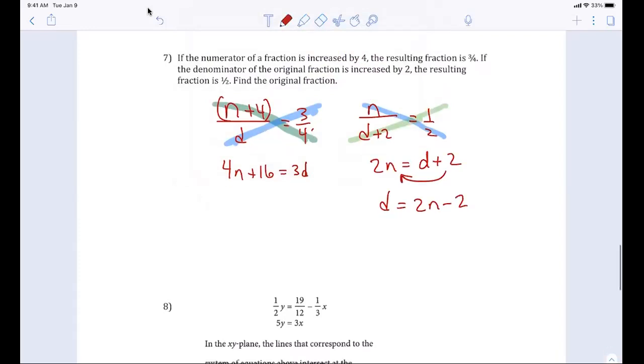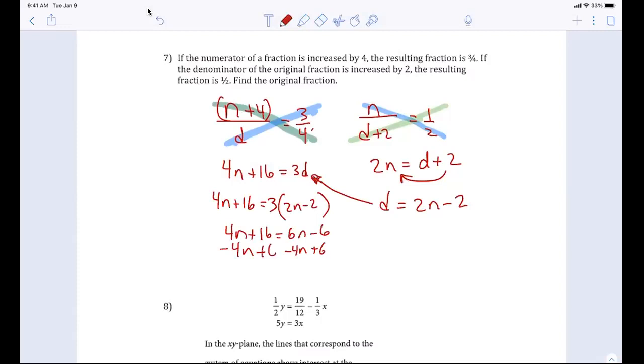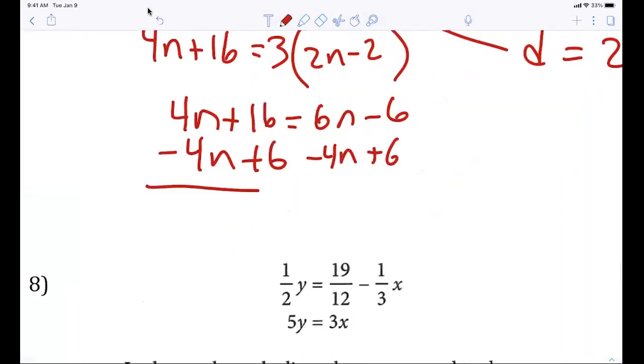Now, once I solve for d, I just plug it in there. 4n plus 16 equals 3 parentheses 2n minus 2. So 4n plus 16 equals 6n minus 6. Subtract 4n and add 6. So that tells me that 22 equals 2n.